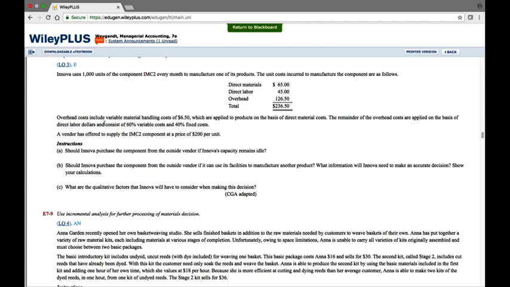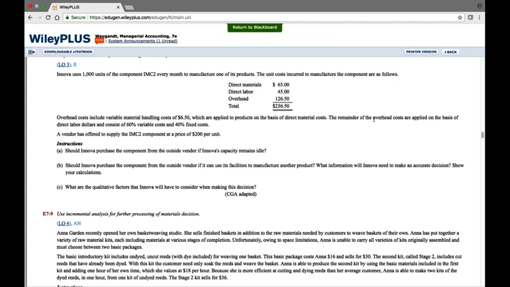The overhead cost includes variable material handling cost of $6.50. So that part is easy. Of the $126.50, they're telling us $6.50 is variable. It's the material handling cost, which is applied to products on the basis of direct material. So what does this mean? What does the second part of the sentence mean? If it's $6.50 and materials is $65, it means it's being applied at the rate of 10%. Whatever the cost of the material, 10% is a handling cost. That is, you're paying someone to handle all the materials, and that's 10% of the cost.